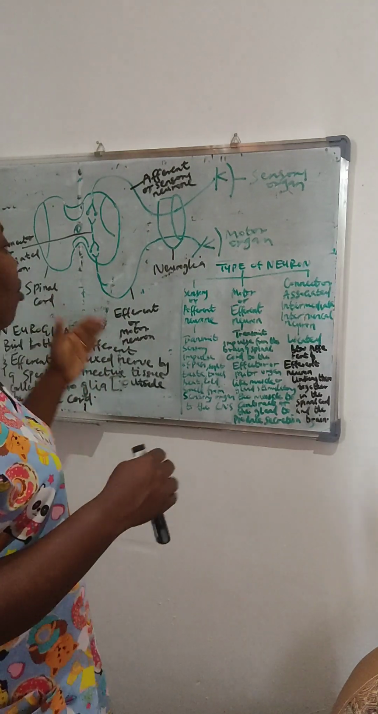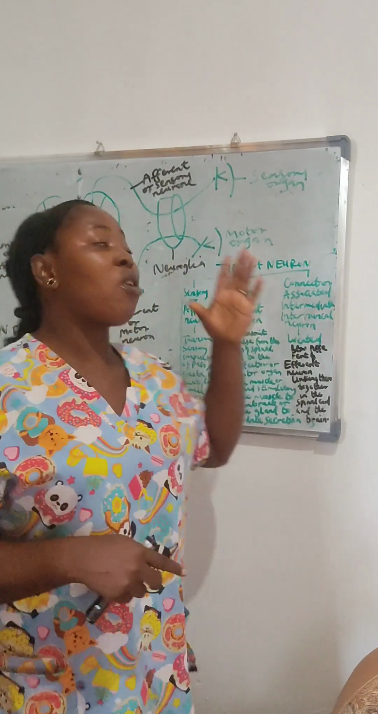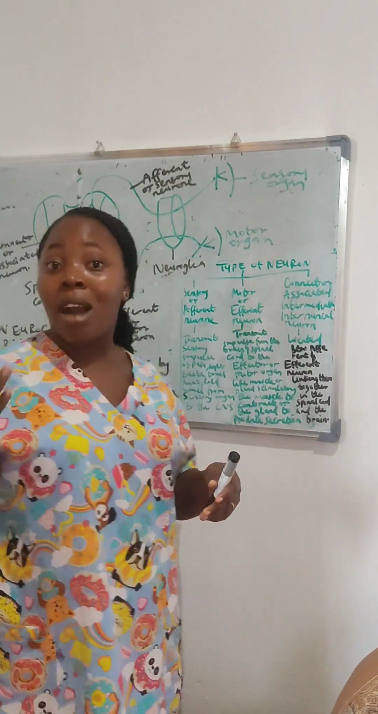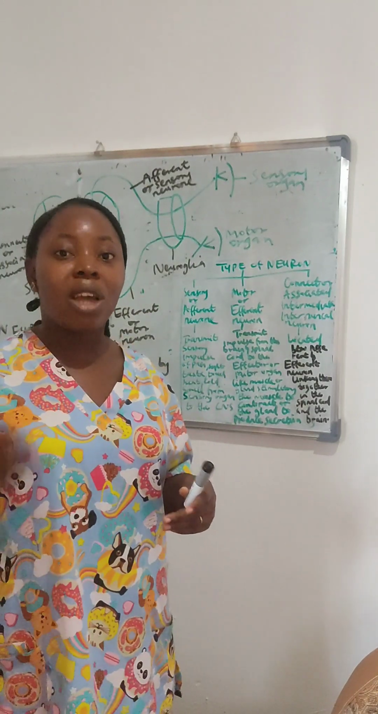So I think this is everything about the types of neuron. In our next topic, we will continue from where we stop, because we are going to be taking the course outline that I posted one after the other.